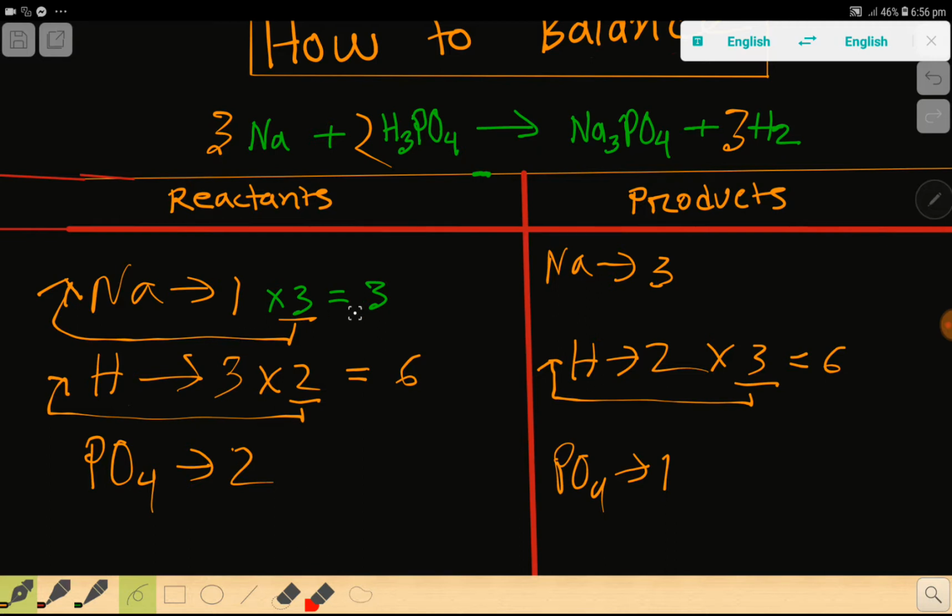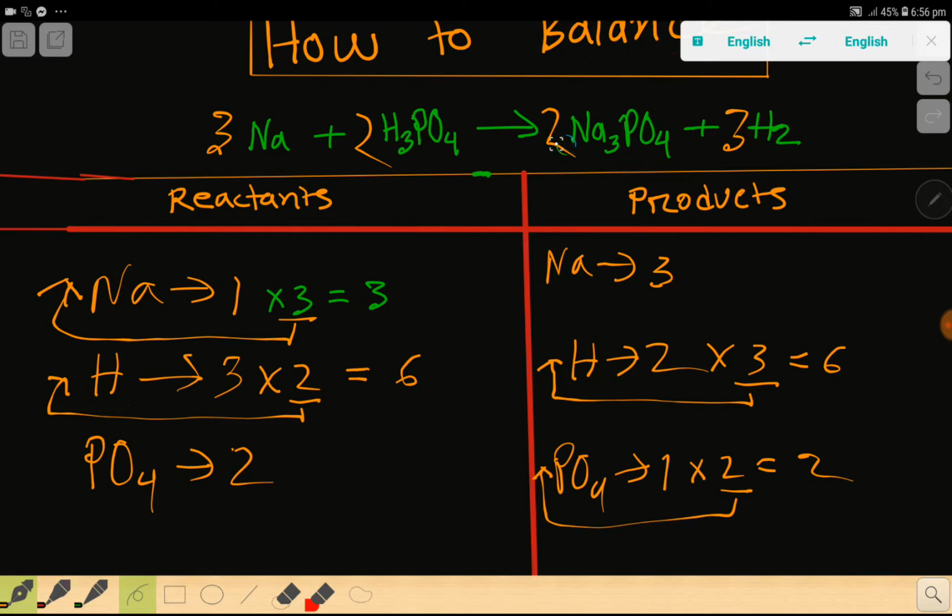So look, now sodium 3, but here hydrogen 6, but phosphate here 2, but here 1. So to balance the phosphate, what can you do? You can multiply here by 2, that gives you 2, and these 2 must come before this phosphate, right? That is here. So you have to place here 2.